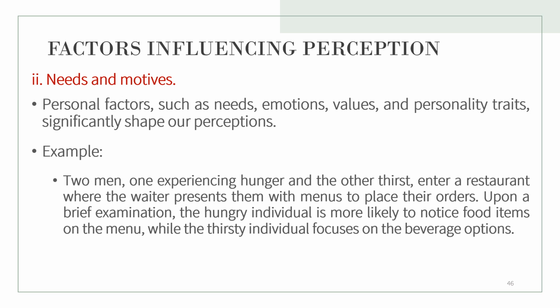Needs and motives also play a role. Personal factors such as need, emotion, value, personality traits significantly shape our perception. For example, two men, one experiencing hunger and the other thirst, enter a restaurant where the waiter presents them with menus to place their order. Upon a brief examination, the hungry individual is more likely to notice food items on the menu, while the thirsty individual focuses on the beverage options. So this also depends on our needs and emotions, values and personality traits.